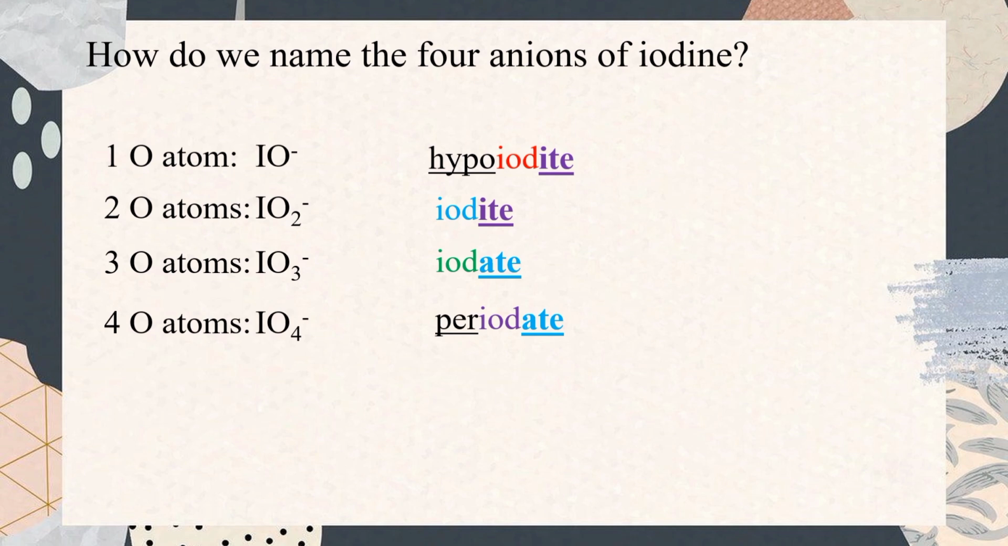Here, you are going to remember a few things. For the first two anions of iodine, you can see the suffix ite in their names. For the last two anions of iodine, we are using the suffix ate in their names. And for the first anion of iodine with the least number of oxygen atoms, we use the prefix hypo. And for the anion of iodine with the most number of oxygen, we use the prefix per.